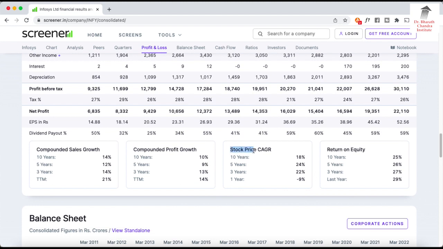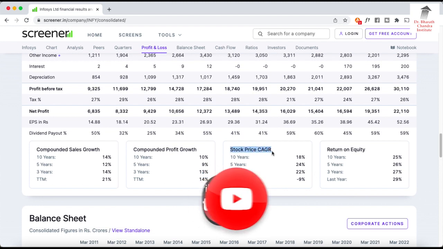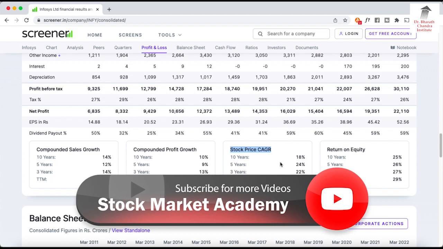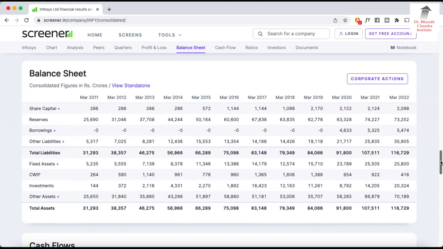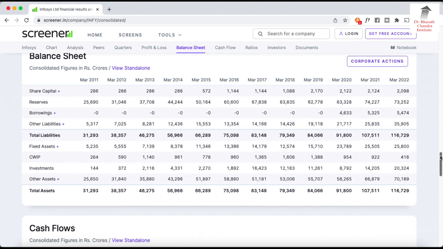One more interesting feature is they have a stock price CAGR automatically calculated. We just need to see this because it gives you a snapshot of how it has performed. 10 years 18% per annum, 5 years 24% per annum, 3 years 22% per annum, 1 year minus 9%, everything is given. Similarly, return on equity is calculated for us, profit growth is calculated, sales growth is calculated, so we don't need to do the calculations. Calculations are there, we need to analyze the data and take decisions. Similarly, balance sheet information, assets and liabilities, how it has been going up and whether the borrowings are rising or falling, all the information is available.